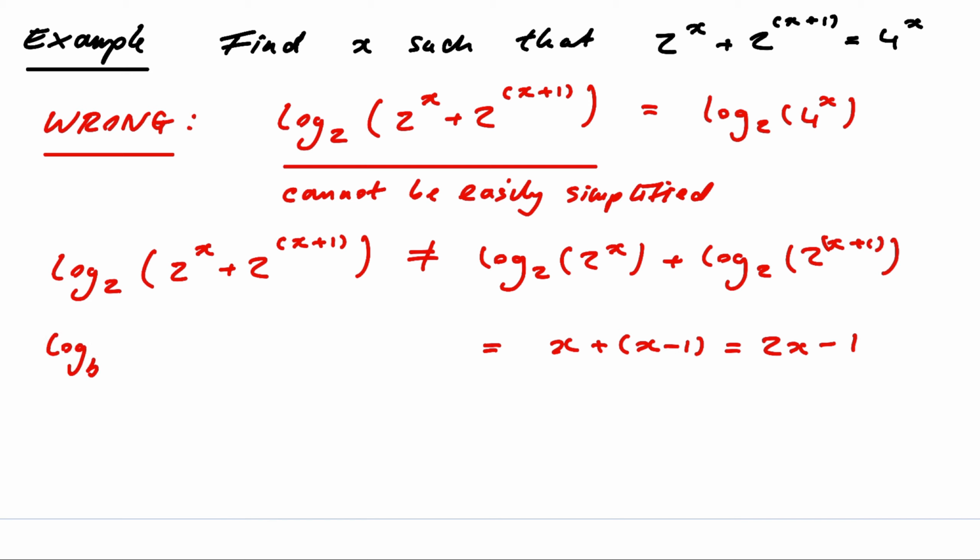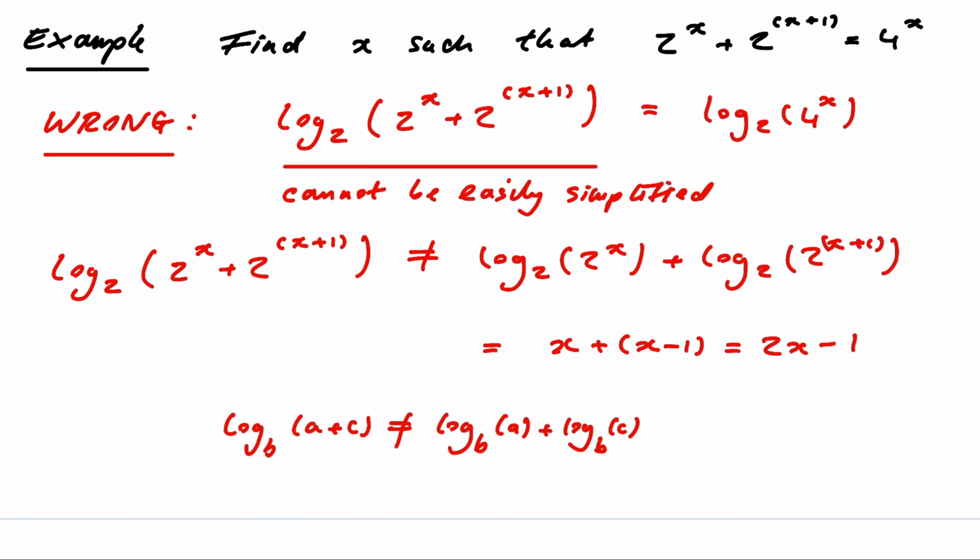Log to the base b of a plus c does not equal log to the base b of a plus log to the base b of c. That's kind of the crucial thing here. They are not equal to each other. This does not work. I cannot easily simplify a sum. So what's the fix here? Well, the bottom line is the laws of logarithms require products, quotients, and powers.